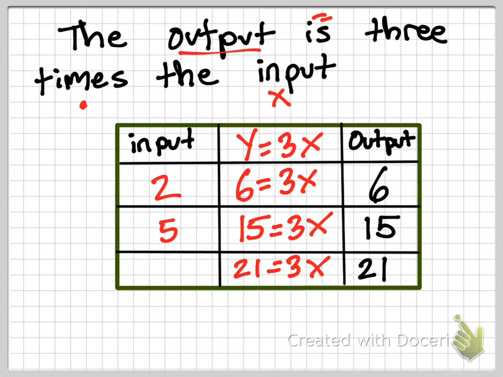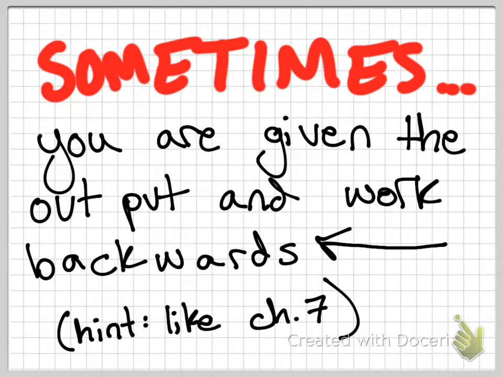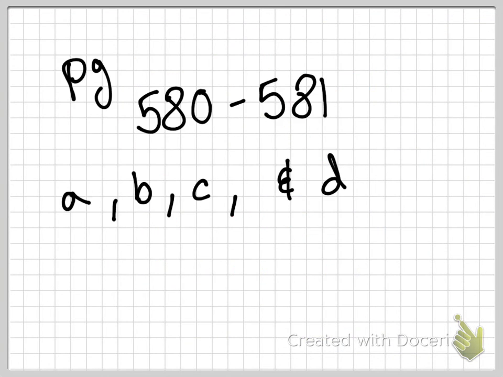Next one, I want Melanie to give me the answer. What is the answer to 21 is equal to 3x? What is x? Perfect. We get 7. So sometimes we have to work backwards. So I want you to go to page 580 and 581 and do A, B, C, and D.